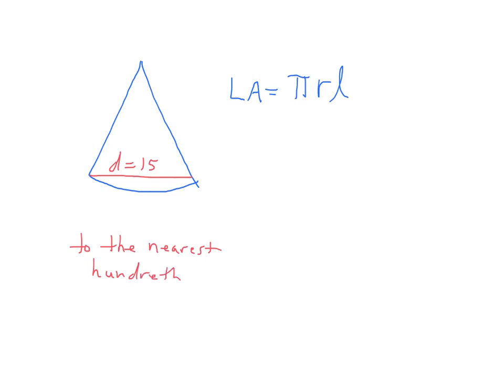To find the lateral area to the nearest hundredth, well, it's impossible to do unless I know the height of the cone. Or, I'm sorry, the slant height of the cone. And that would have to be given to you on the side here, like so. So let's suppose that comes out to be 12. All right, so there's the question.